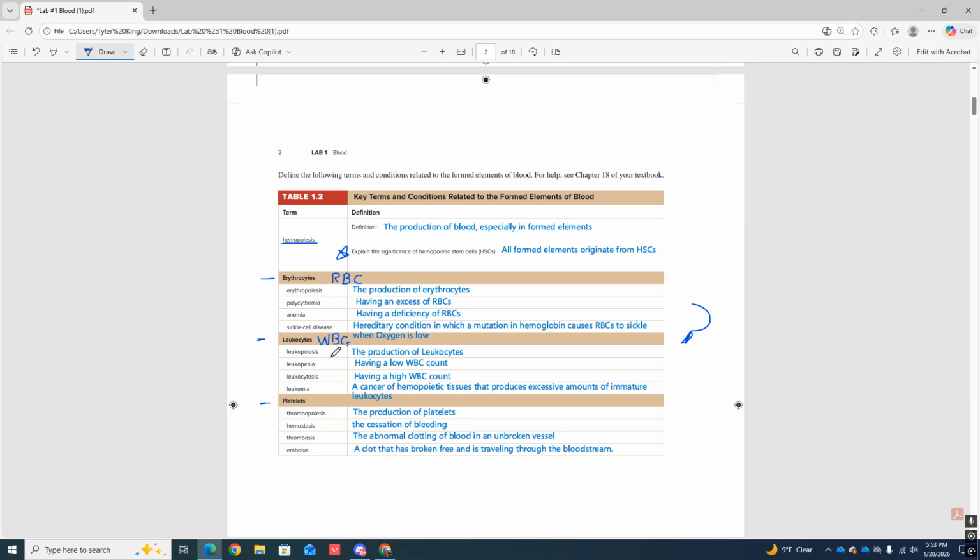Once again, poiesis, the production, leuko, white, the production of leukocytes or white blood cells. Very, very straightforward. Leukopenia means to have a low white blood cell count. And then leukocytosis is having a high white blood cell count.